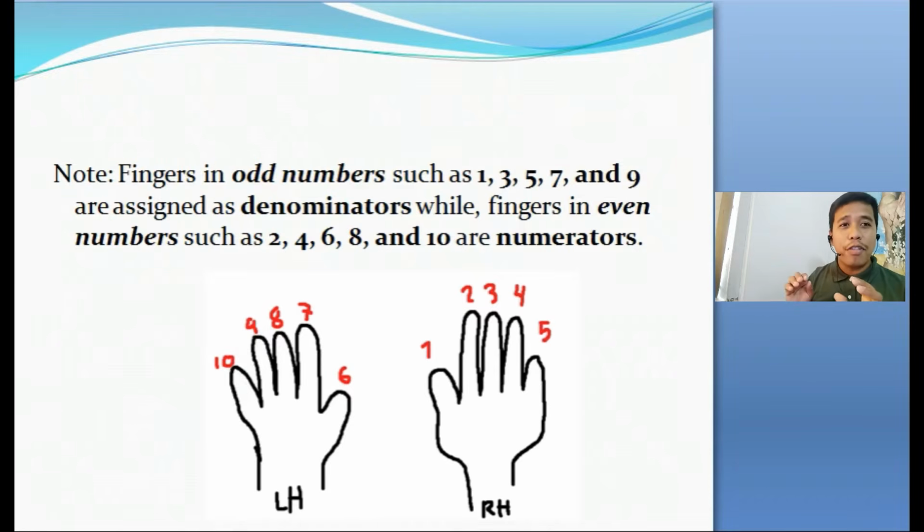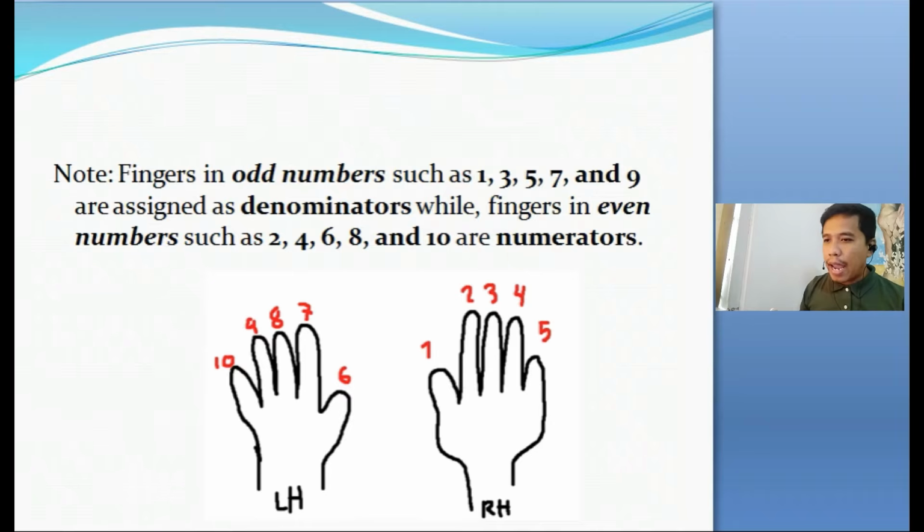That is the assignment of numbers. You start with the thumb, which is 1, until you reach 10, which is the little finger of the left hand, as you can see on the screen. So the odd numbers are: number 1, the right thumb; number 3, the right middle finger; number 5, the right little finger; number 7, the left index; and number 9, the left ring finger. All of these, being odd numbers, are considered denominators, while the rest, 2, 4, 6, 8, and 10, belong to the numerator.